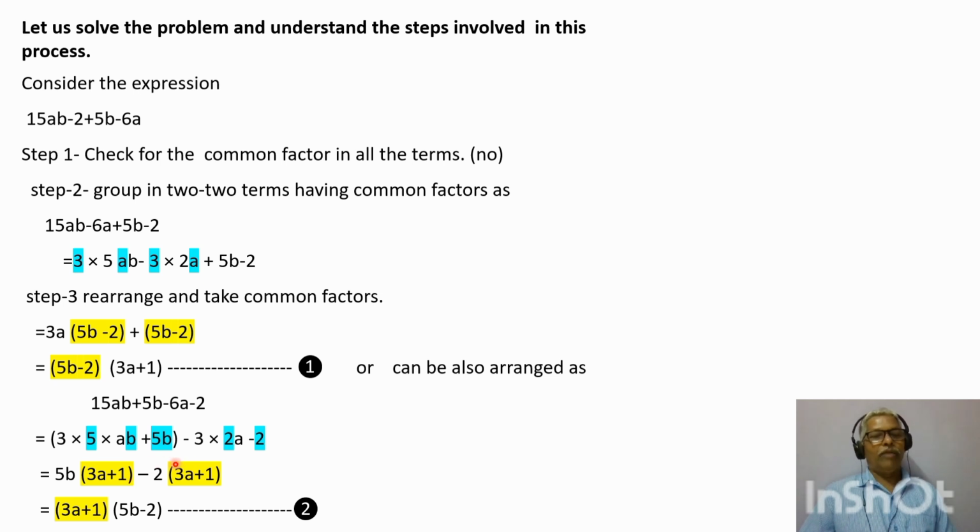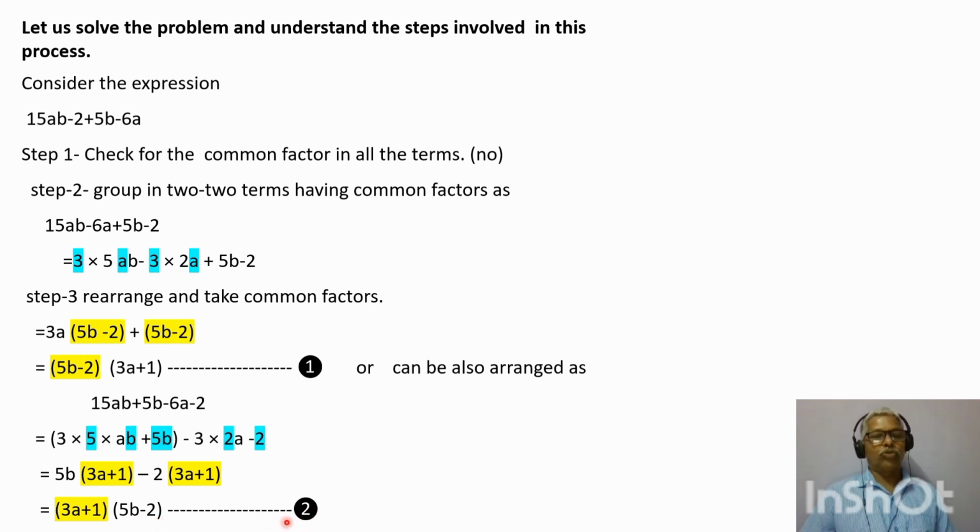Okay. And very interesting here. I have taken not 2 but minus 2, the negative sign has also been taken for the common factor. So I've taken minus 2. So what remains inside is 3a plus 1. Minus has already gone. Now there is 3a plus 1 here, there is 3a plus 1 here. Take it common. And what remains inside is 5b minus 2.